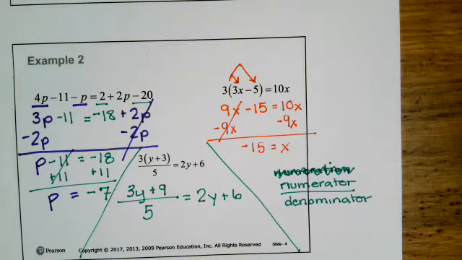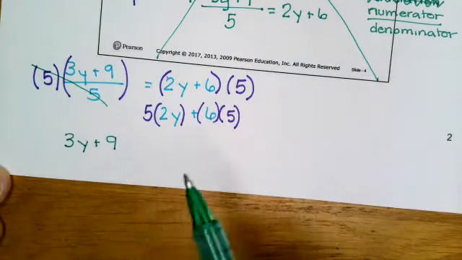I'm either going to distribute the 5, or I'm going to write the 5 next to everything. Okay? But here, because both of them are over the 5, I'm not going to write it like this. So 5 times 3y plus 9 over 5 is equal to 5 times 2y plus 5 times 6. Okay? 5 divided by 5 cancels. We are left with 3y plus 9. So by multiplying everything by a common denominator, I got rid of the 5.